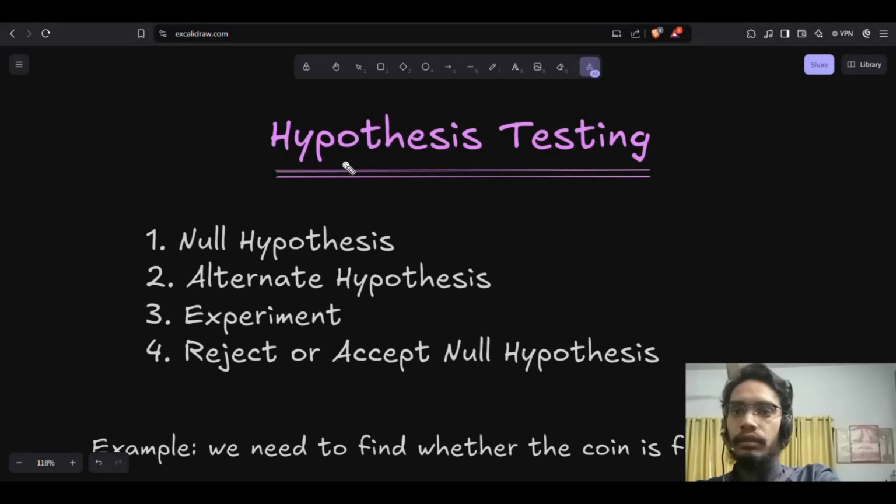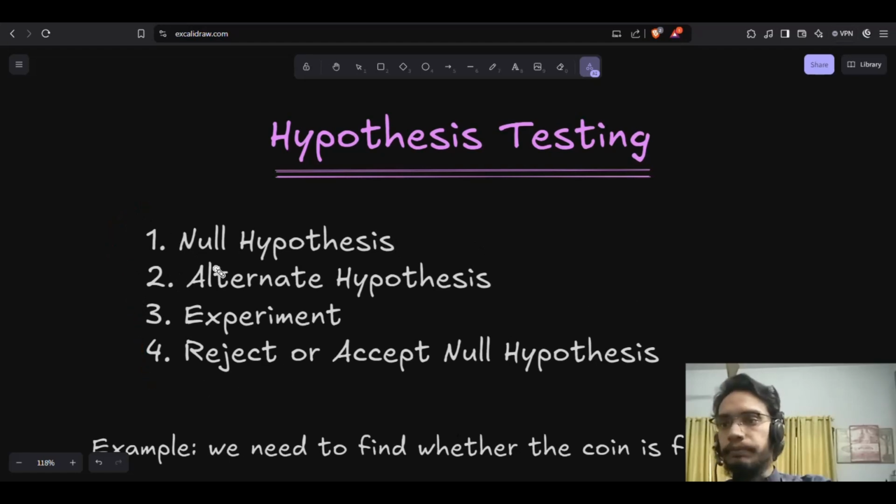All right, so in this session, we'll see what hypothesis testing is. Hypothesis testing is one of the most important things if you want to become a data analyst or a data scientist, and it is a really important thing in probability. Now, what is hypothesis testing? There are 4 steps to do a hypothesis test.